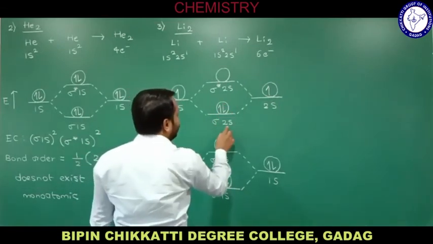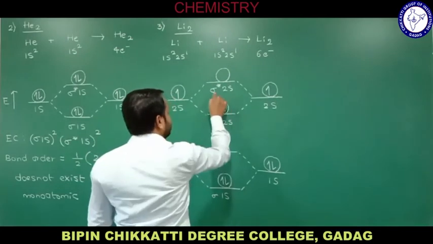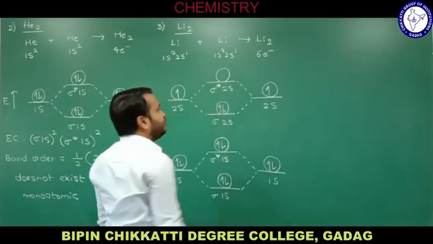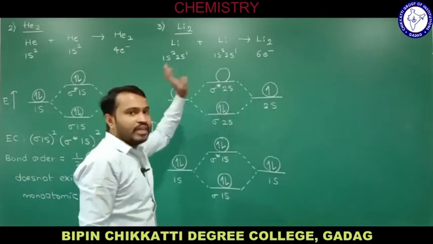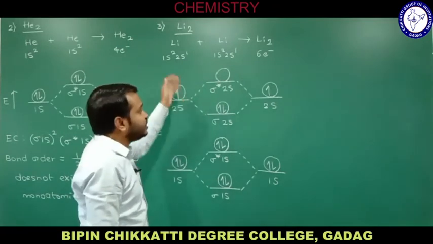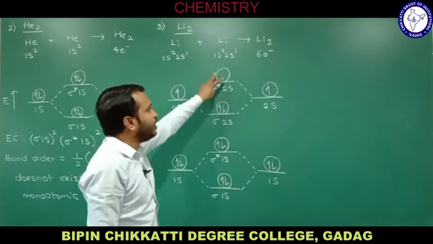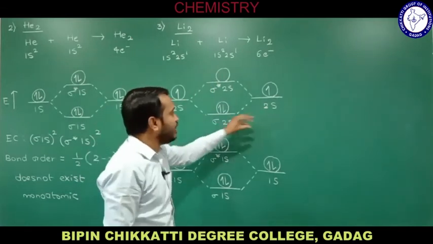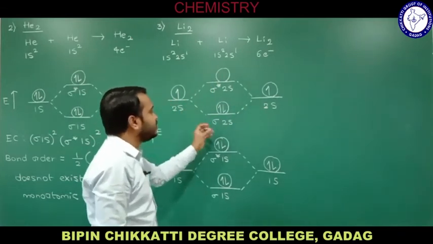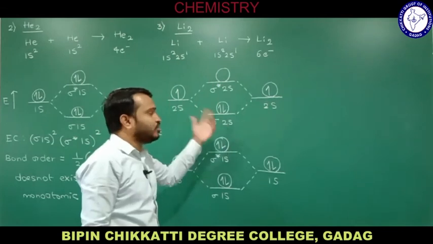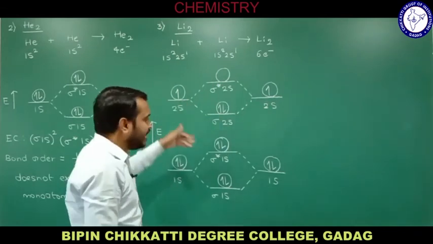So in sigma 2s we are going to get 2 electrons, whereas the sigma star 2s will be empty. In the ABMO we don't have any electrons here. If we had 3 electrons I would have shown one here, and if we had 4 electrons I would have shown 2 electrons here. Since we have only 2 electrons, the lower energy level has to be filled first. Therefore sigma 2s is going to be filled. That is the energy level diagram.